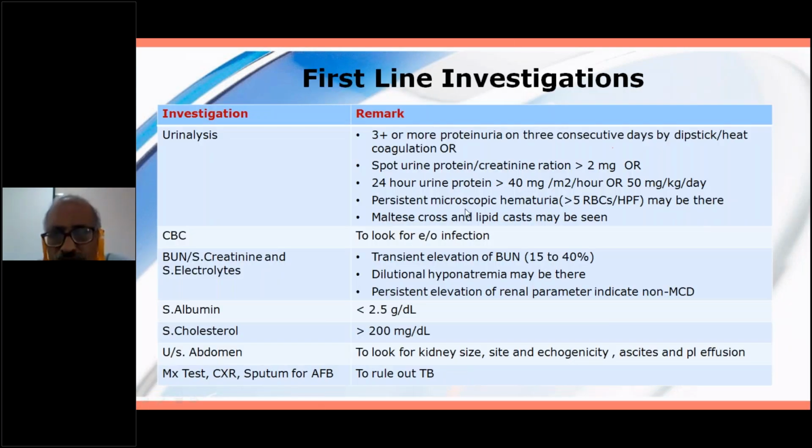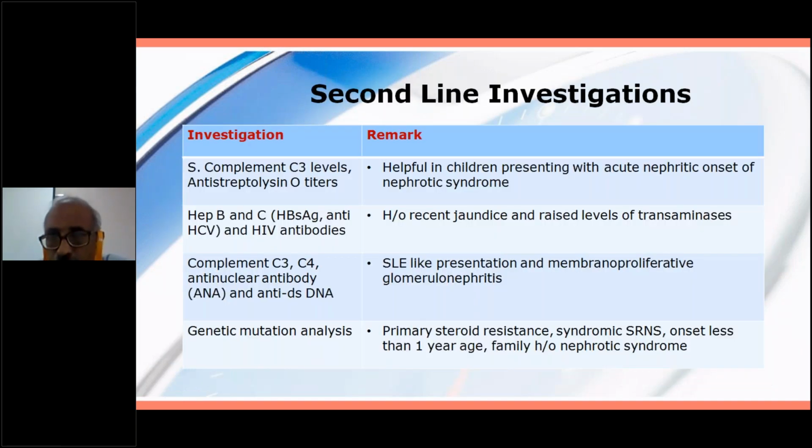Did you see the first line investigations, renal biopsy? I was talking. Did you see that or not? One of you please tell me. Jyoti Prakash. Hello. What is the last slide?